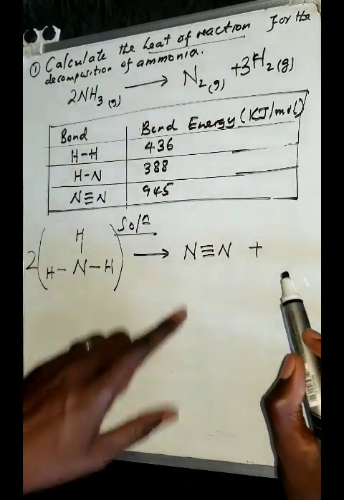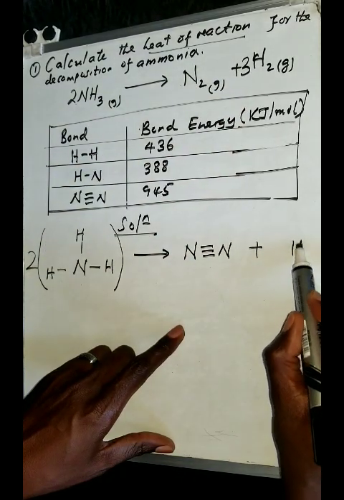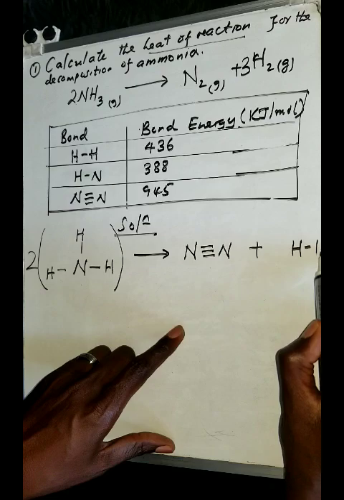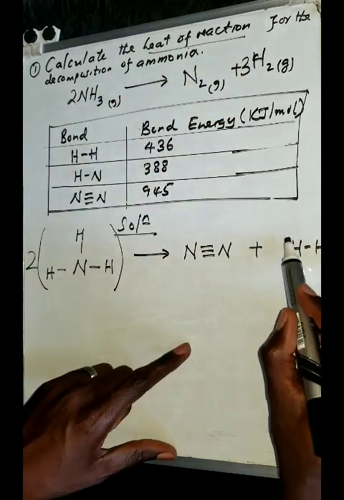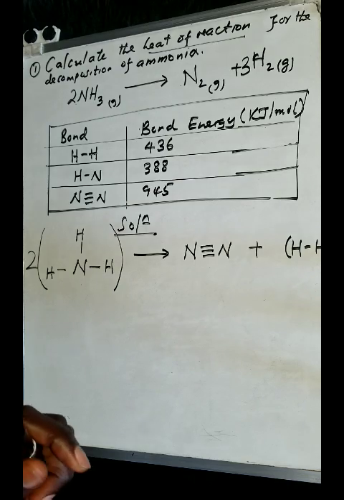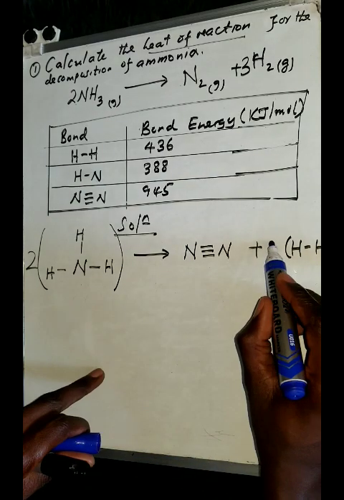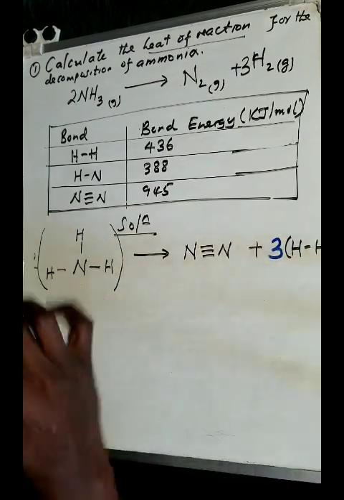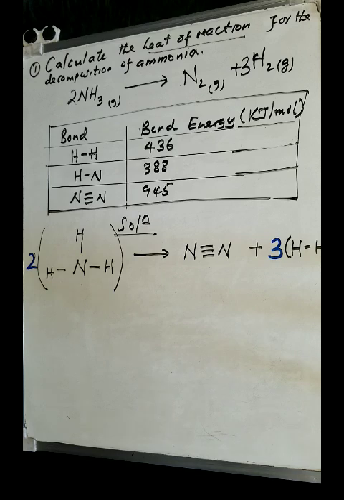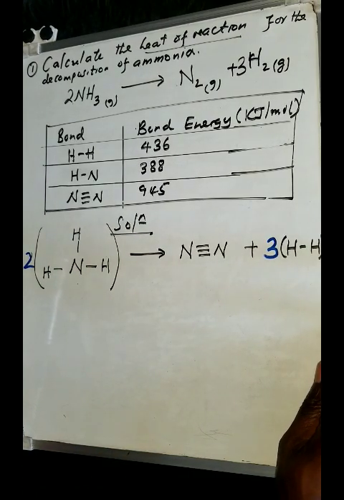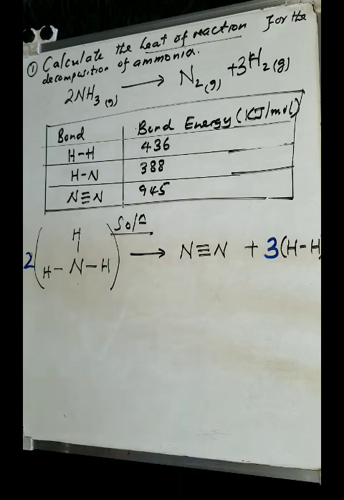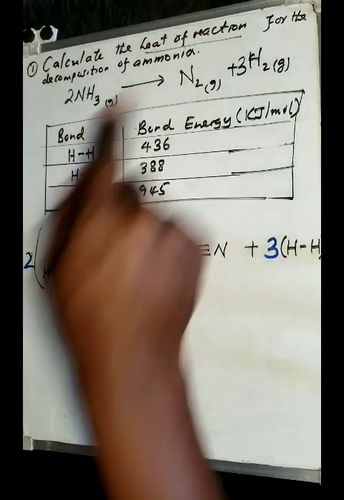Plus, when it comes to hydrogen, what's the bond? Of course, we know that between hydrogen and hydrogen there's only a single bond. But how many hydrogen molecules are there? Well, according to what we can see from the balanced chemical equation, there are actually 3. Let me use a different marker there. So when you write it like this, it is going to help you calculate the heat of reaction.